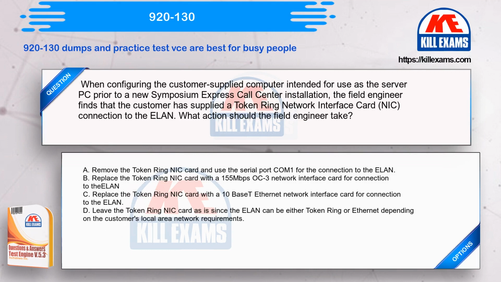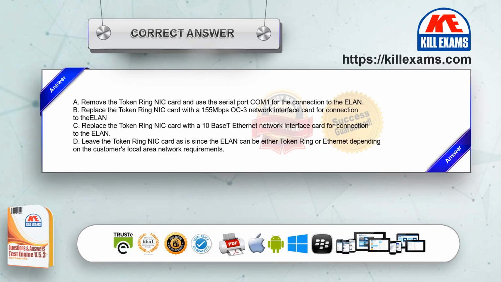Option A. Remove the token ring NIC card and use the serial port COM1 for the connection to the ELAN. Option B. Replace the token ring NIC card with a 155 megabits per second OC3 network interface card for connection to TLAN. Option C. Replace the token ring NIC card with a 10-bus Ethernet network interface card for connection to the ELAN. Option D. Leave the token ring NIC card as is since the ELAN can be either token ring or Ethernet depending on the customer's local area network requirements. The correct answer is option C.